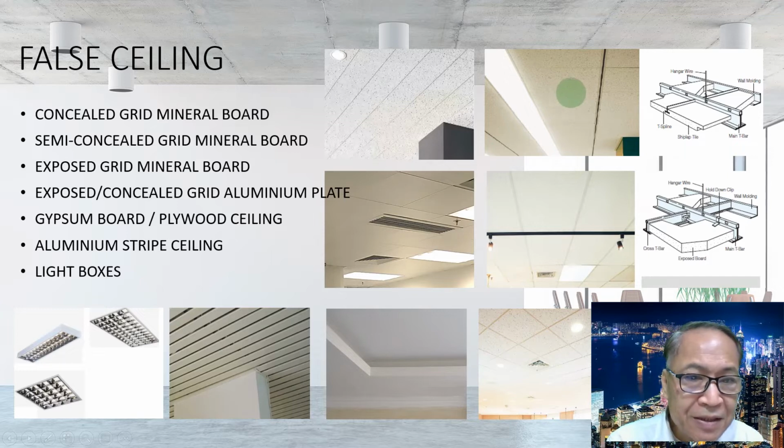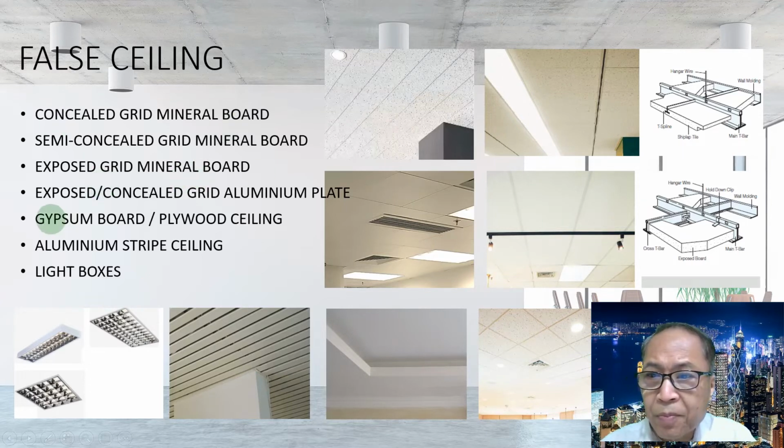to do the maintenance. Now this open grid, 2 by 4 feet, acoustic ceiling, loose fit ceiling tile, exposed grid mineral board. This is also 2 by 2. This is in aluminium paint ceiling. You see, gypsum board and plywood ceiling. This is gypsum board ceiling or plywood ceiling. Plywood is not fireproofing, but gypsum board is fireproofing. So nowadays it's mostly common gypsum board ceiling.